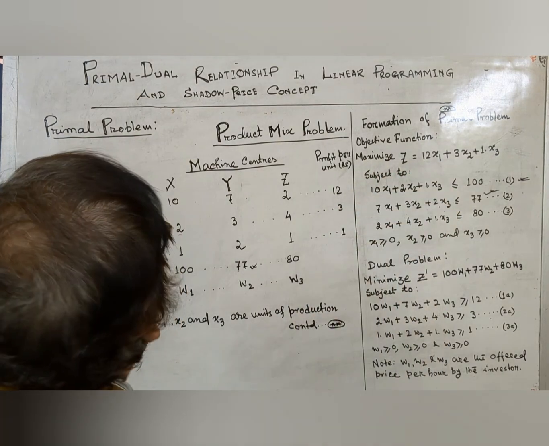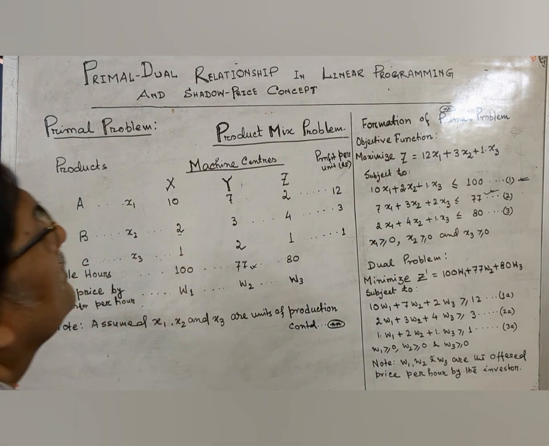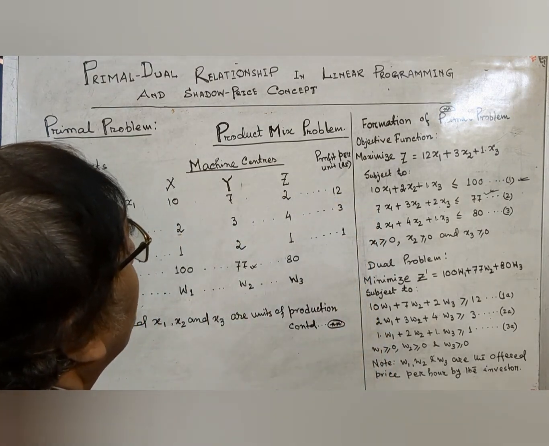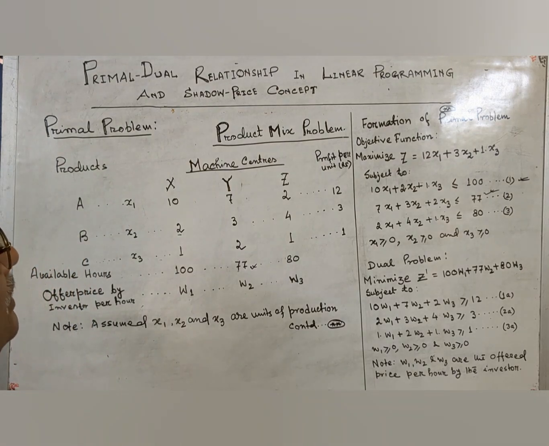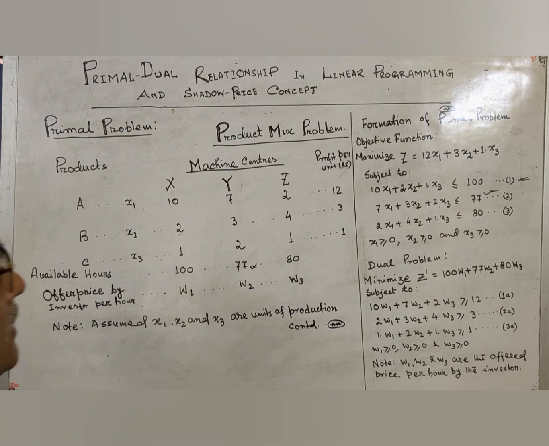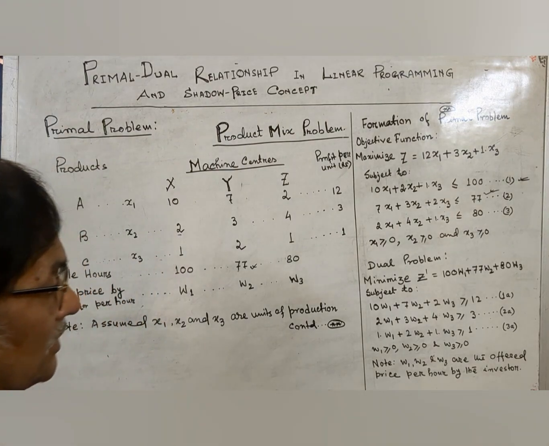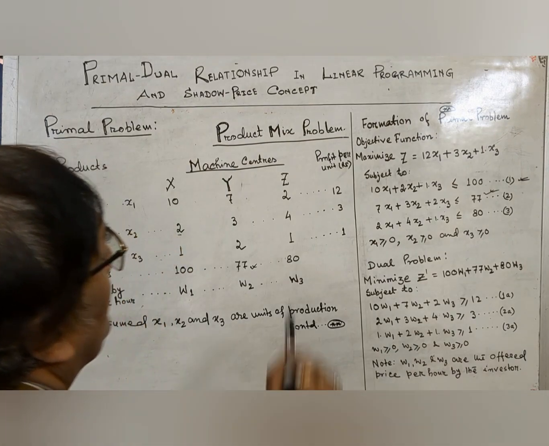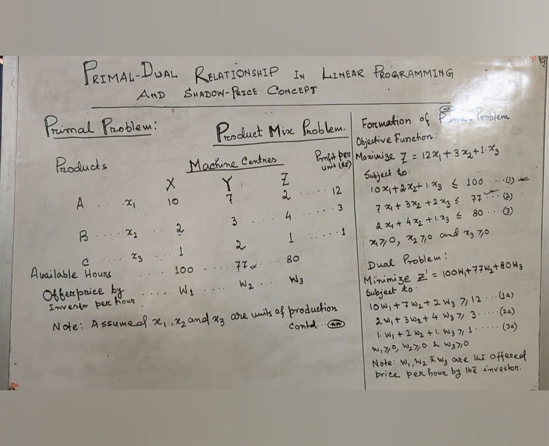Now the objective function. How do we determine the objective function? This is a maximization problem as we are considering profit per unit. If we were considering cost per unit, then what will the problem be? Always we will try to minimize the cost. When we consider cost, it will be a minimization problem, a cost minimization problem. But in this case, it is a maximization problem.